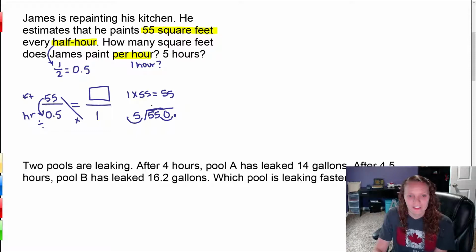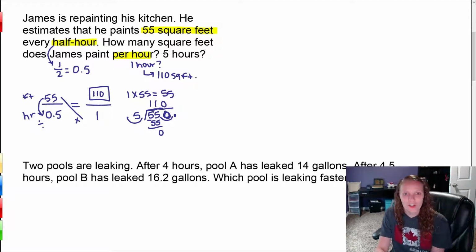Five goes into 5 one time. 5 goes into the next 5 one time. So 5 goes into 55 11 times evenly. Subtract, and now there's this extra 0. Let's just bring it up. So our answer here is 110. So for 1 hour, he would paint 110 square feet.